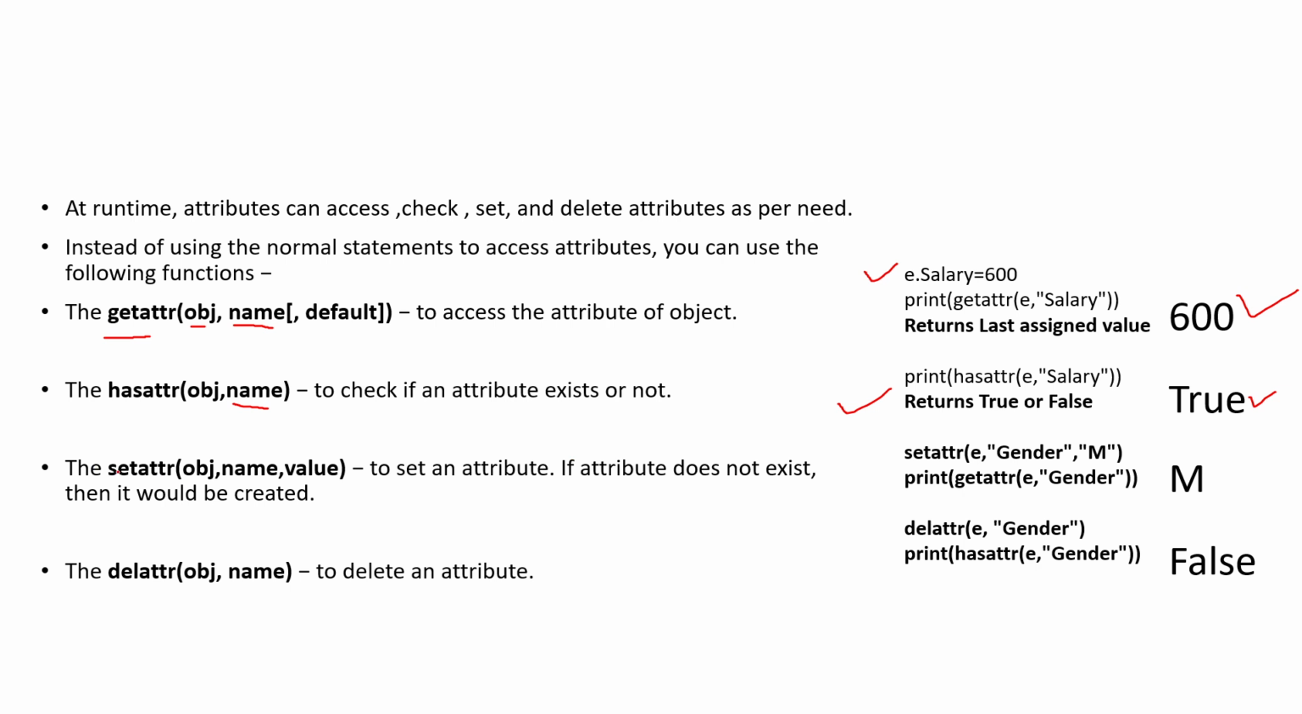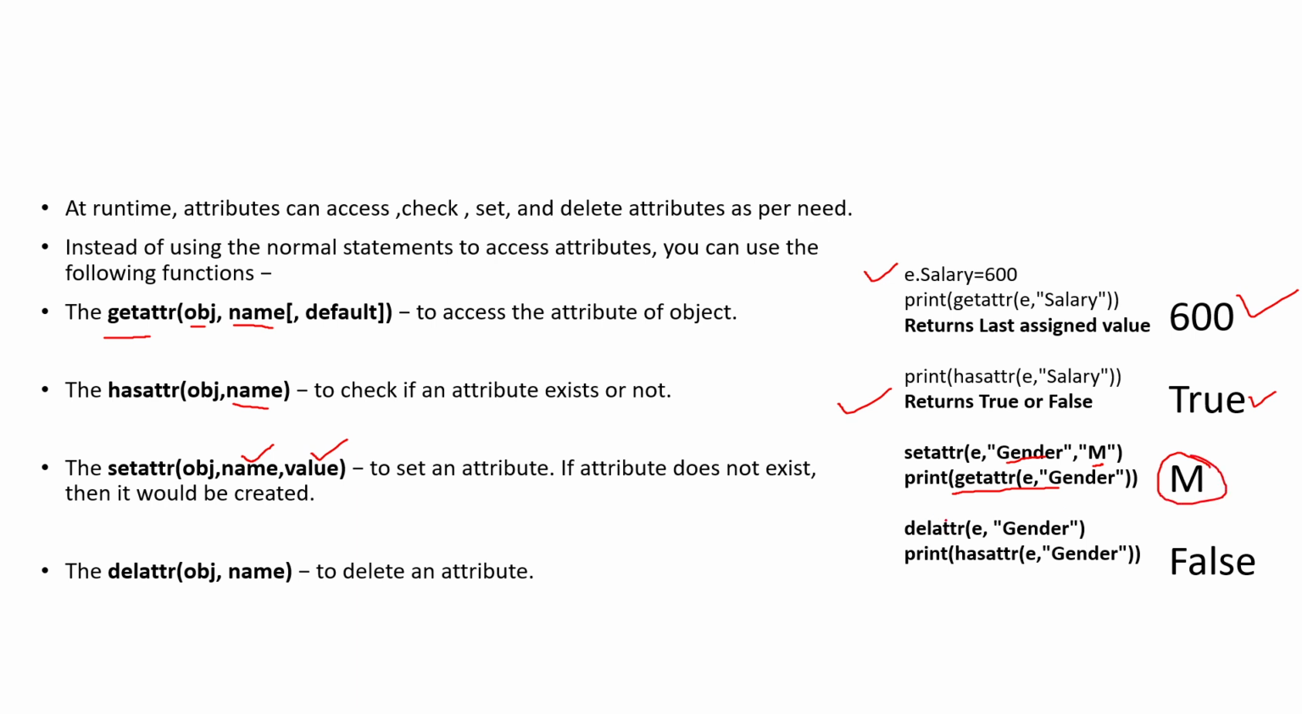The third is setattr, to set a new attribute. That attribute is name, its value is given here. This name should be in the form of a string. I'm going to set the gender attribute for the employee. I'm going to set M to the gender attribute. So I'll be getting the gender using get, and M is retrieved.